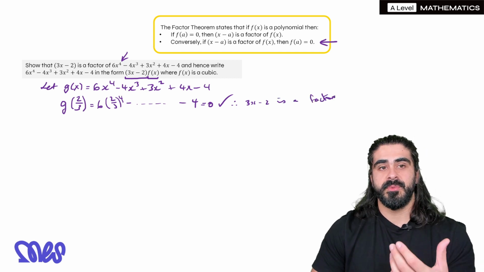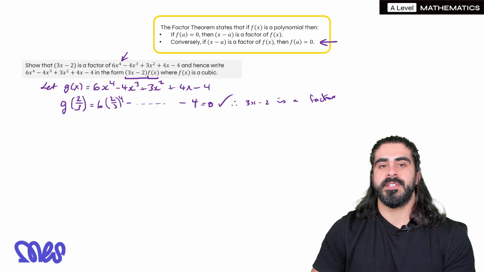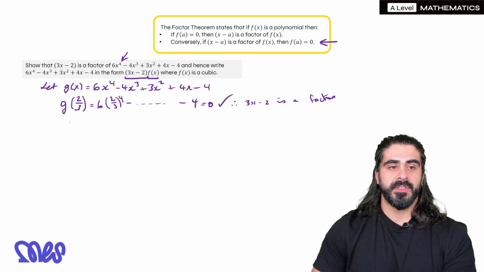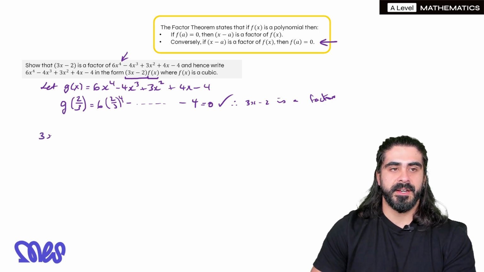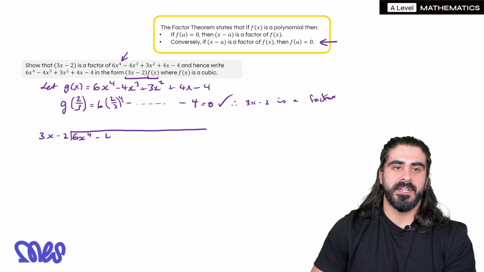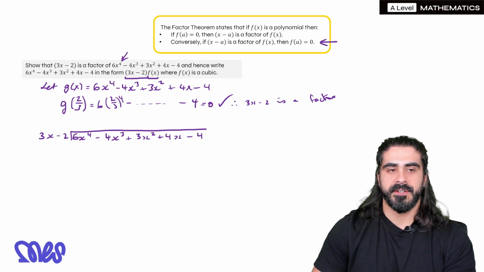The next thing we need to do is the factorizing. We need to find what this f of x cubic is. The best way to do this in this case is by long division. The reason I favor long division here rather than inspection in the previous episode is because we're dealing with a quartic now. So you definitely want to do long division here. It just makes life a bit easier.